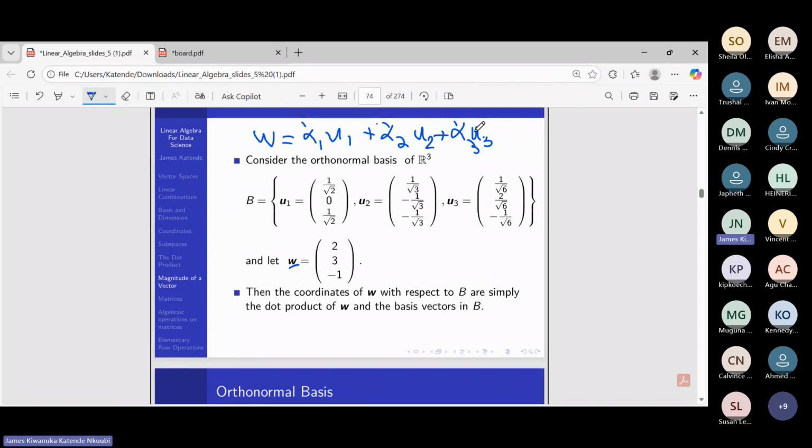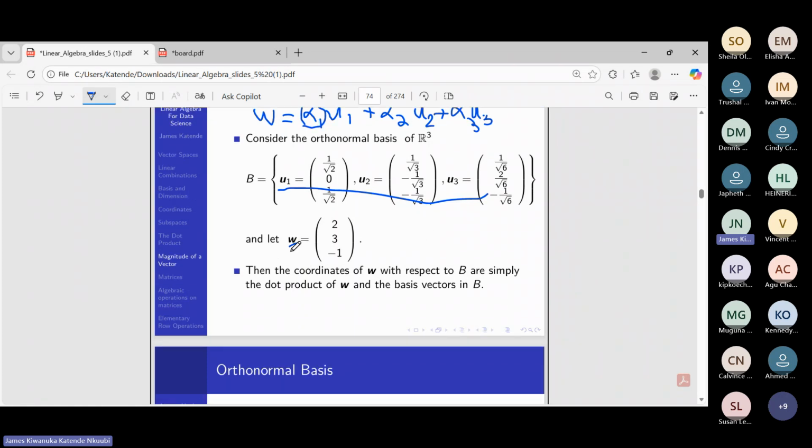One way to find them is to solve a system of equations, three equations in three variables, but we don't want to do that now. We shouldn't anyway, because it will be hard work. So how do I find alpha 1? Keep in mind that these vectors are of unit length and also orthogonal, so they form an orthonormal basis. How do I find these coefficients? It's simply by taking the dot product.